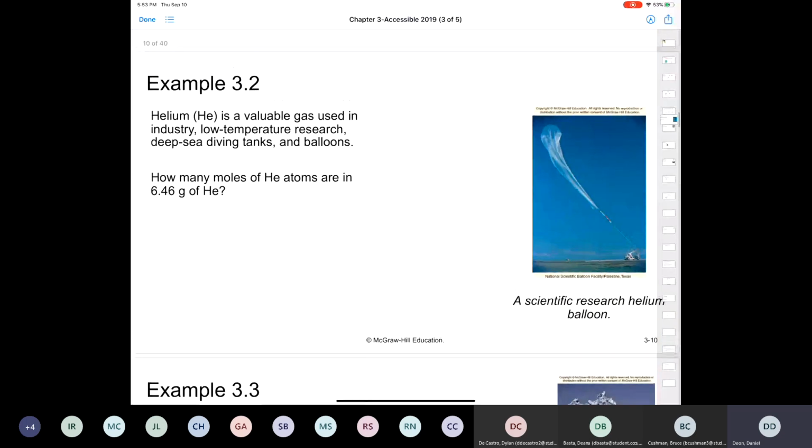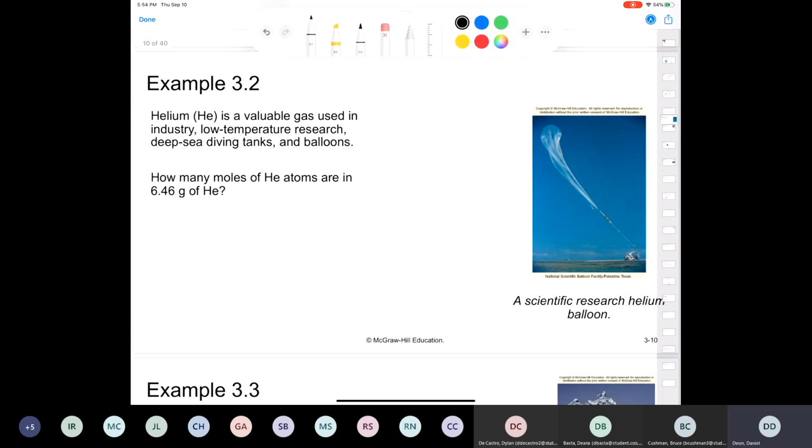So let's take a look at an example and see if we can apply our newfound knowledge to solve a problem. So problem 3.2. Now, again, this isn't meant to be any kind of mind-boggling problem. Mr. Dion is not a fan of the trick question, but this is a question that would lend itself very easily for me to make a question just like this for exam number 2. It says helium is a valuable gas used in industry, low temperature research, deep sea diving tanks, and balloons. How many moles of helium atoms are there in 6.46 grams of helium?